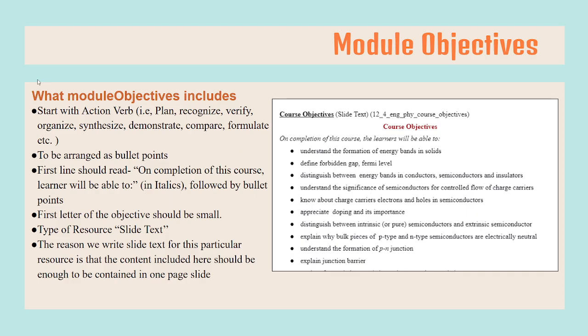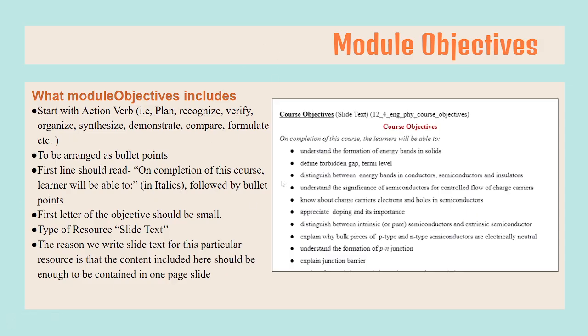So you should always check how your objectives are starting. And whenever your course objectives start, they should have this: on completion of the course, the learner will be able to. It's a standard text, a standard frame which has to be in every course. We don't change it. We use that and then we write the list.